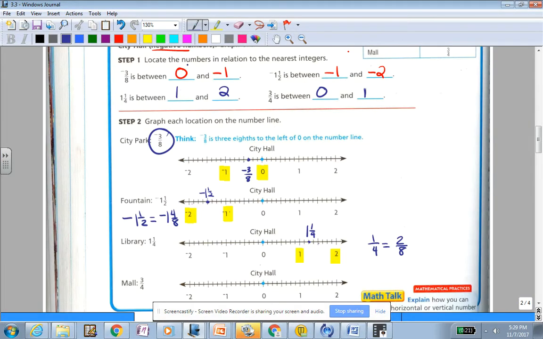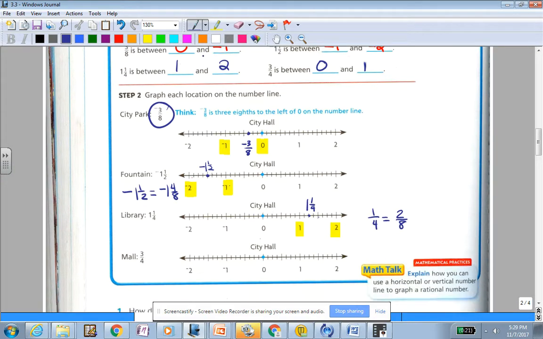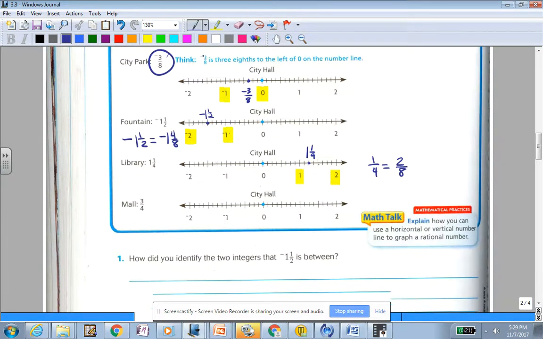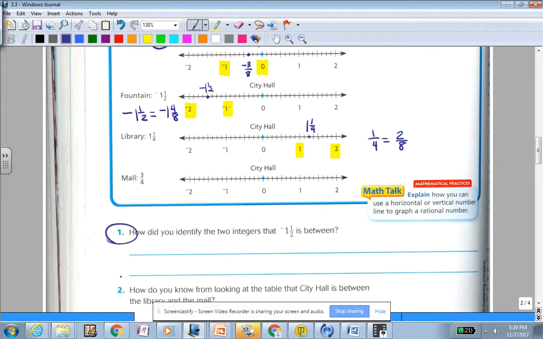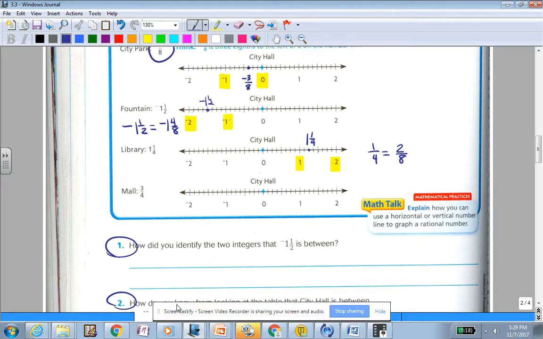I'm going to have you all do questions 1 and 2 on your own. How did you identify the two integers that are between -1 and 1/2? And then how do you know from looking at the table that City Hall is between the library and the mall? Make sure you answer these two questions before moving on to your share and show. After the share and show is done, you're going to go ahead and get an organizer for the on your own. Oops, I forgot one more.